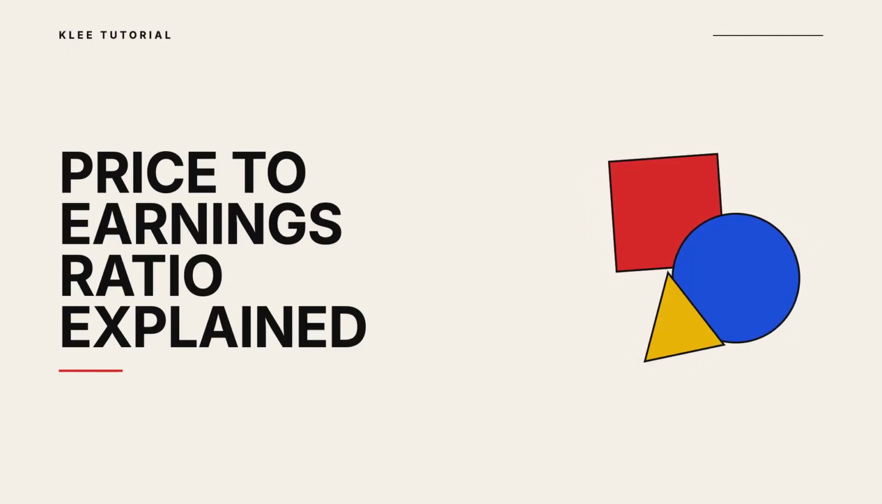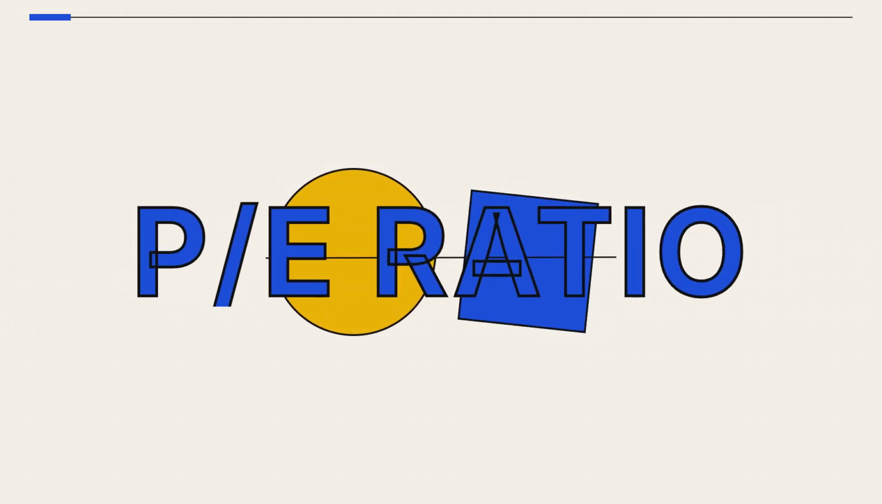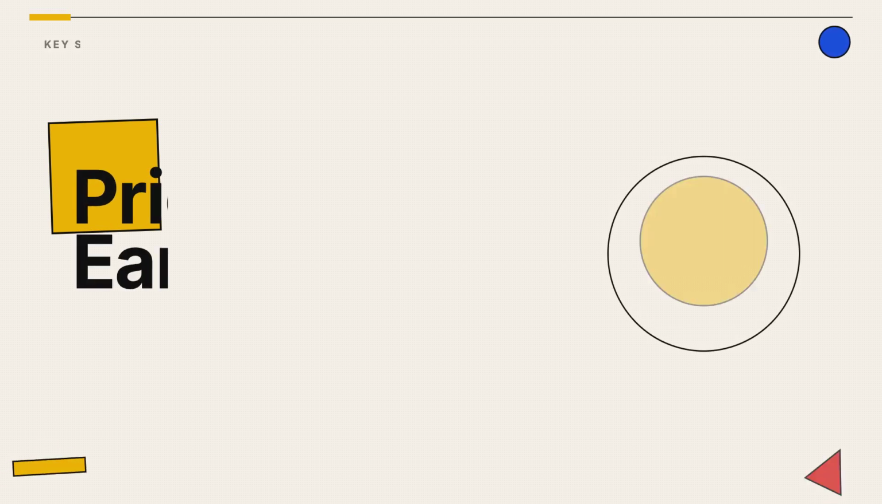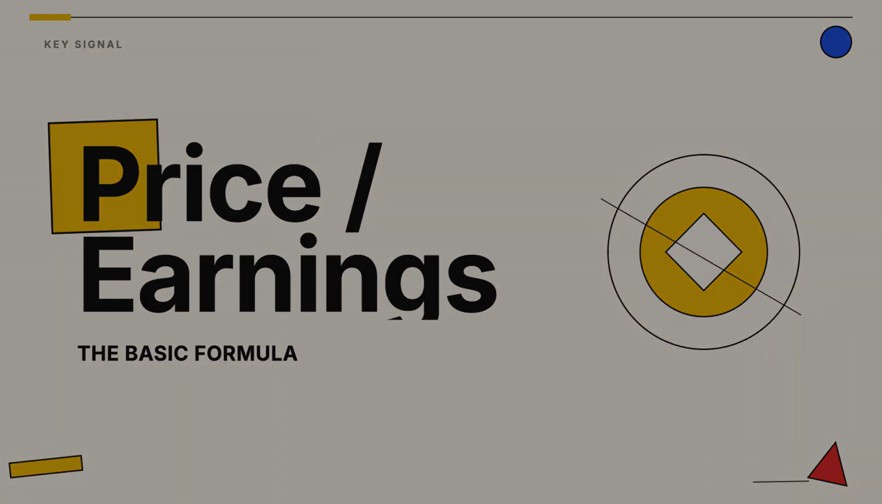The price-to-earnings ratio is a fundamental tool investors use to gauge if a stock price makes sense relative to its actual profits. Often called the PE, this simple calculation helps you understand what the market is willing to pay for every dollar a company earns. To find the ratio, you divide the current stock price by the company's annual earnings per share.